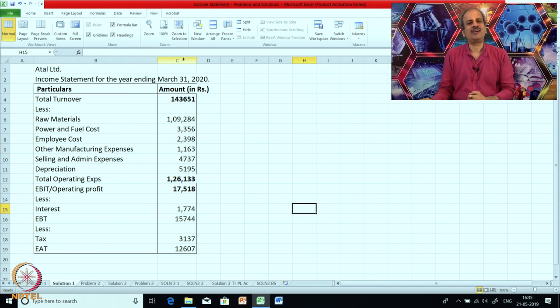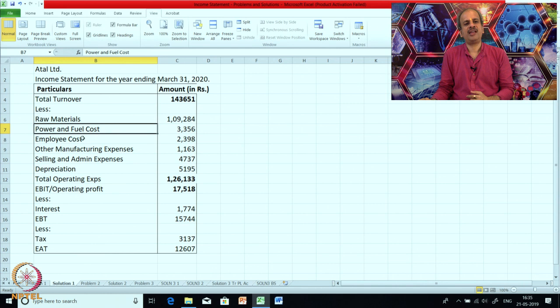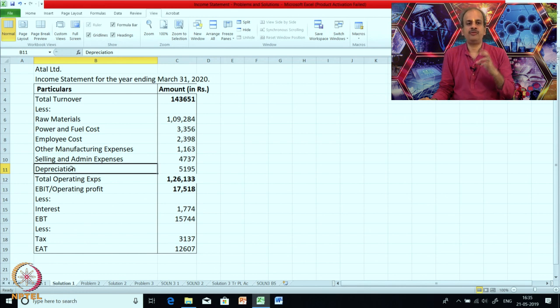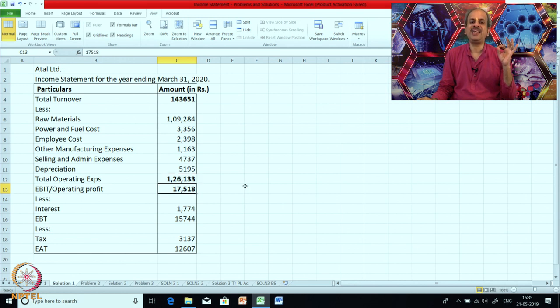So the total turnover is the first item. Here we have only one income item, in the form of turnover. This is also known as the top line for the business. From this, certain expenses are deducted, that is raw material, power, employee expense, manufacturing expense, selling expense and depreciation. What we have not charged is interest, because the items which are charged here are known as operating expenses. So we will first deduct the operating expenses, which gives us a figure of operating profit.